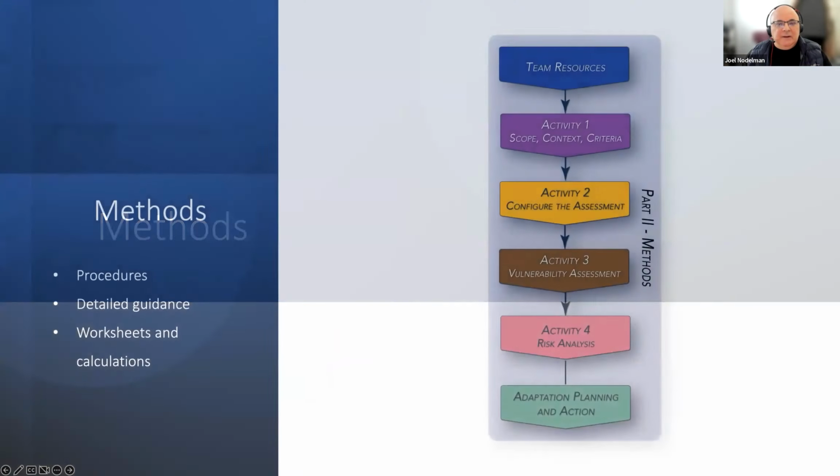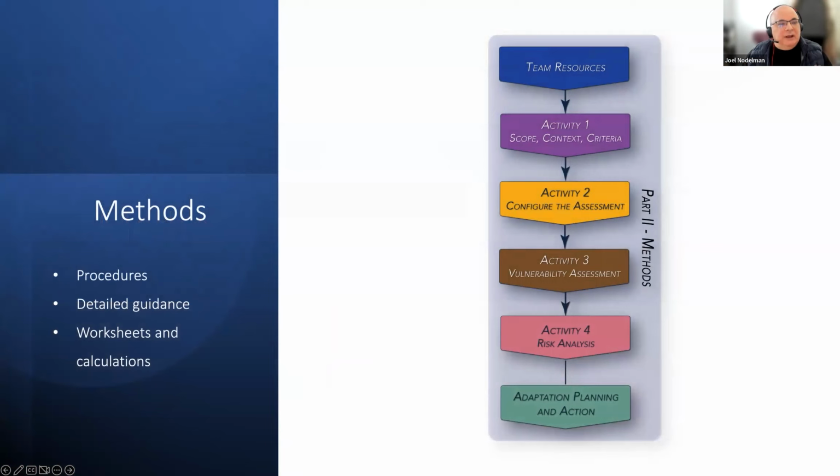Well, that takes us to methods. Once again, it gives us the procedures, detailed guidance, and worksheets and calculation processes. So this is where it can get really dry because we're basically laying out the calculations. We had a discussion a while back: wouldn't it be great if we could do this, say, based in a computer online or within a computer model?